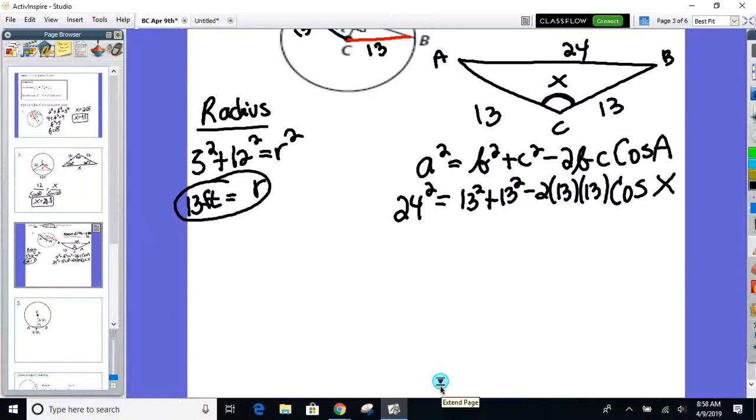This is some true honors level stuff here. Love it too, because we get to review some old stuff. What do you got? 576 on the left.